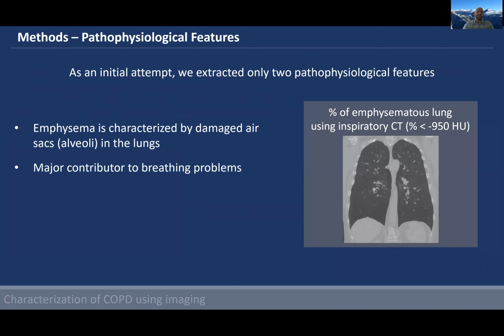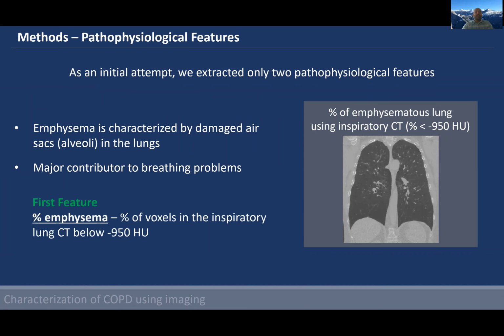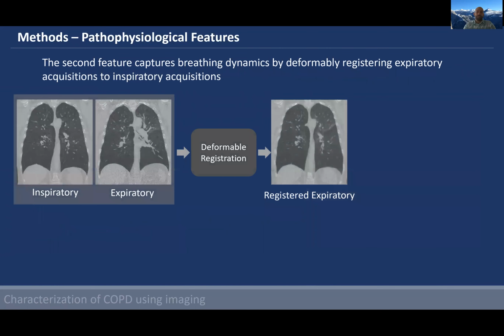The first one is emphysema. Emphysema is characterized by essentially dead lung space in your lungs. It's very damaged air sacs within your lungs. And it's a major, major contributor to breathing problems within these patients. So we extract the first feature, which is the percentage of voxels in the lungs below minus 950 Hounsfield units. Essentially, Hounsfield units is a measure of density, which is a unit of measurement of CT. The reason why this density is so low is because there's just dead space within the lungs. So this is the first feature we extract.